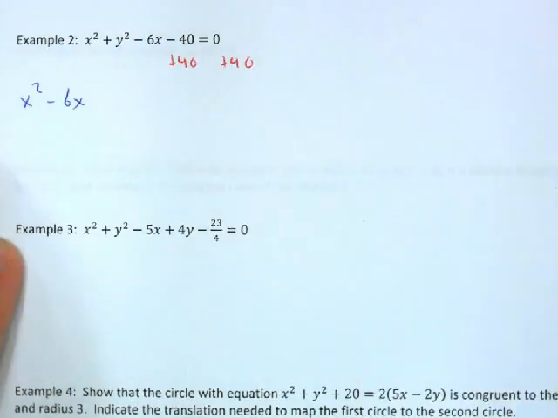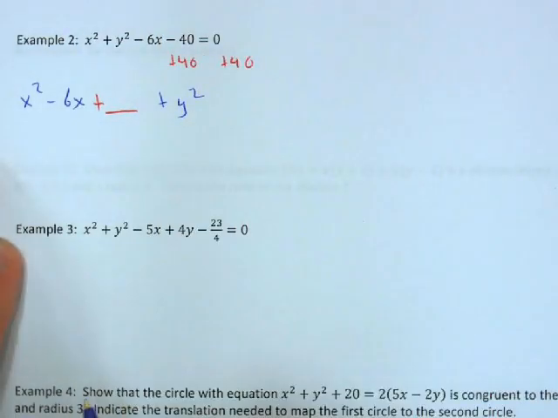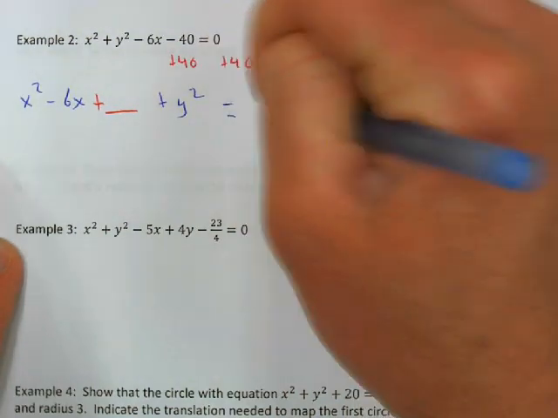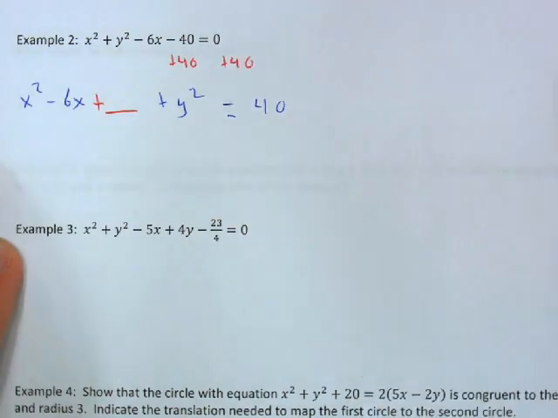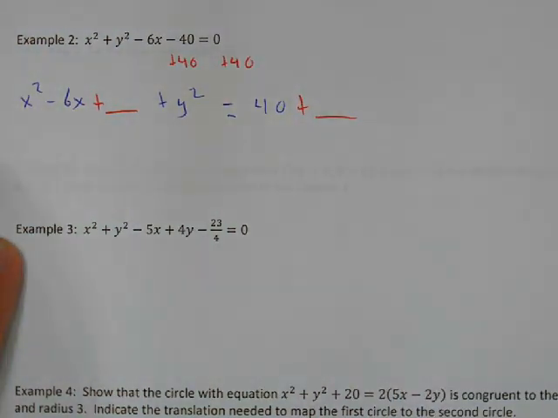And then we're going to leave a blank because we want to add something to make that a perfect square. And then we've got plus y squared, which is fine by itself. And then we don't need to add a blank because we're not completing the square for those. Equals 40, and then plus whatever we're going to add to make the x's a perfect square. Okay? All right, and then what's going to go in the blank?